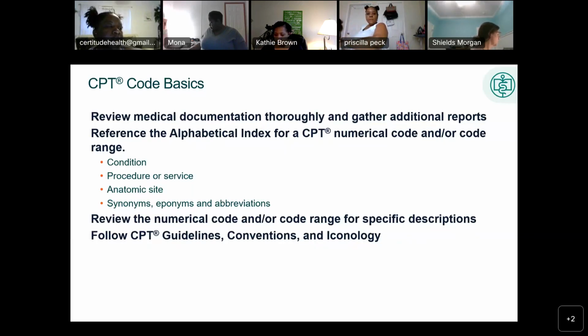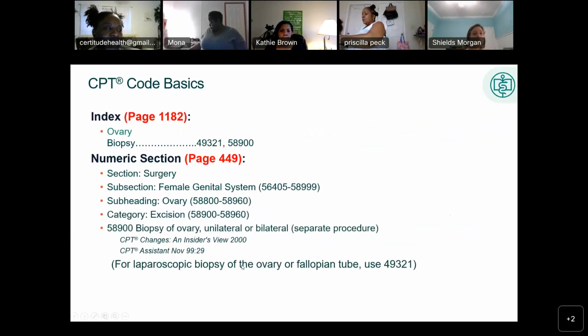So reviewing medical documentation thoroughly and gathering additional reports is the best way to select your code, but versus reading through these slides, I'm gonna just show y'all myself. Sometimes the PowerPoint presentation can get a little dry and boring, and the best way to do it is to just get in there and do it. So that's what we're gonna do for the next few minutes.